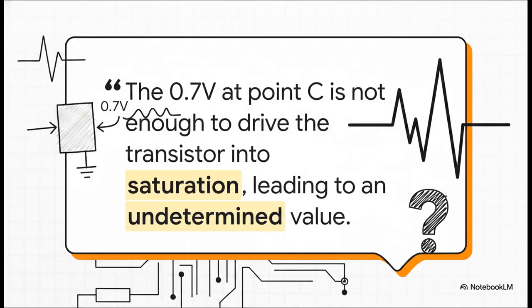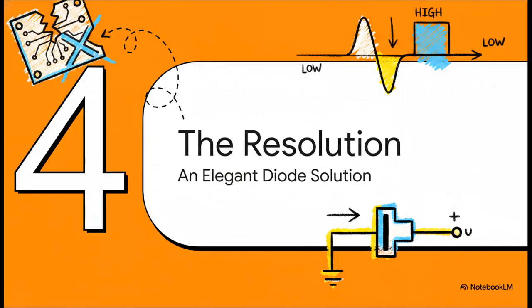That 0.7 volts at the base is just enough to pull the transistor out of cutoff, but it's not enough to push it all the way into saturation. The transistor is stuck in this active region, acting more like an amplifier than a switch. And that means the output voltage isn't pulled cleanly to ground, it's just floating somewhere in between, at some unpredictable level. Case closed. So, we found the defect.